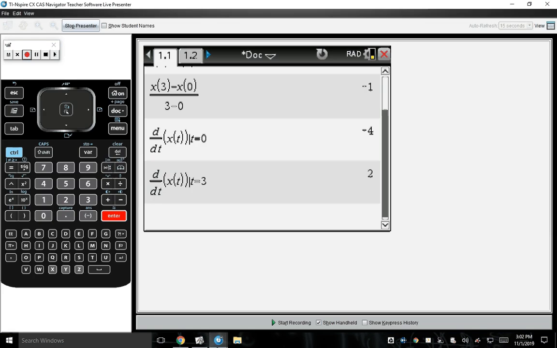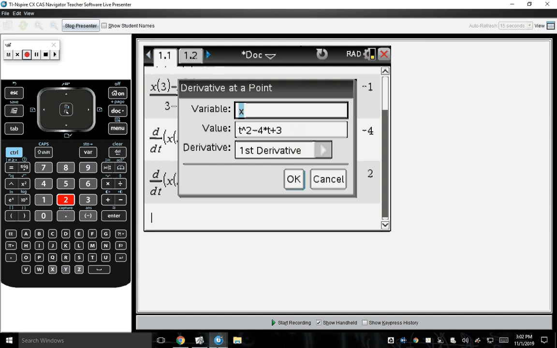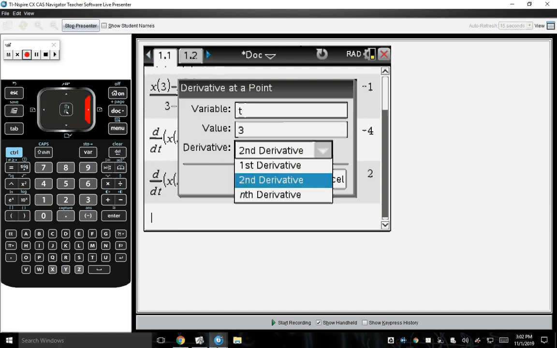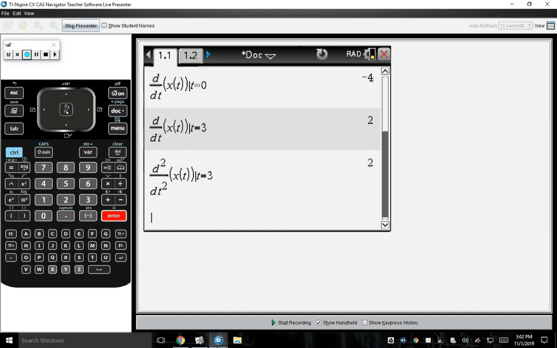This is what I was talking about from before. Menu 4, 2. T is our variable. We're saying at 3 seconds. But this time we want to see the second derivative, because our stored function is the position function x of t. When I derive it twice, it'll give me the acceleration at 3 seconds, which in this case is 2.